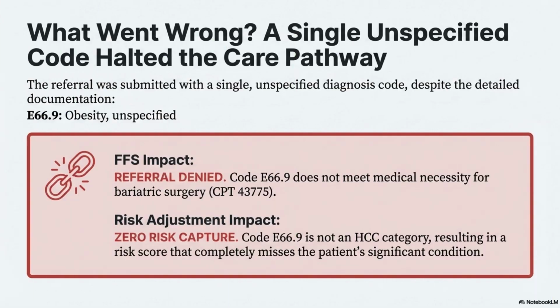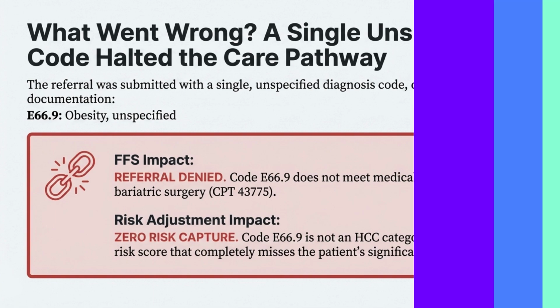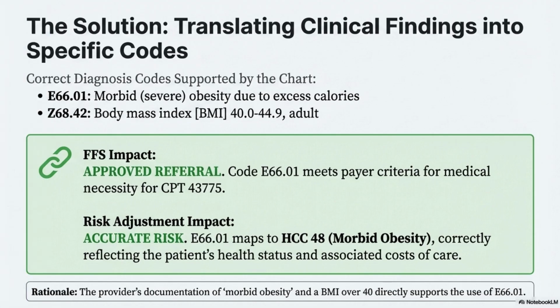Despite all that detail, the referral was submitted with a single unspecified code, E66.9, obesity, unspecified. And just like in the first case, the payer denied the request. E66.9 doesn't meet medical necessity criteria for bariatric surgery, and it doesn't map to an HCC, so the patient's risk wasn't captured either. On this slide, you'll see the correct coding based on the documentation.